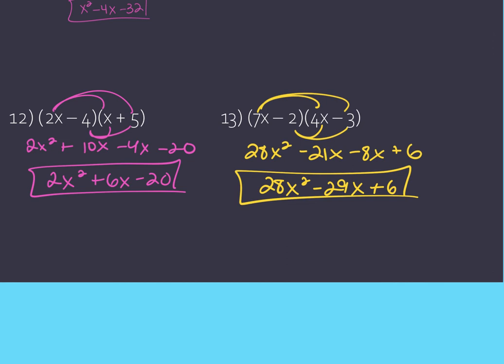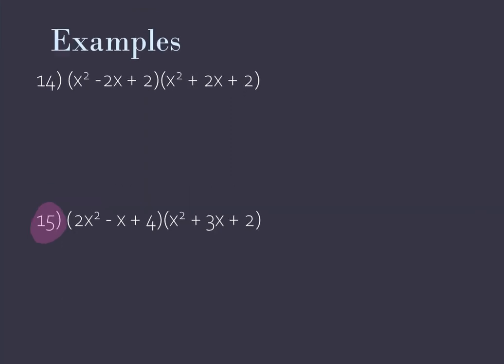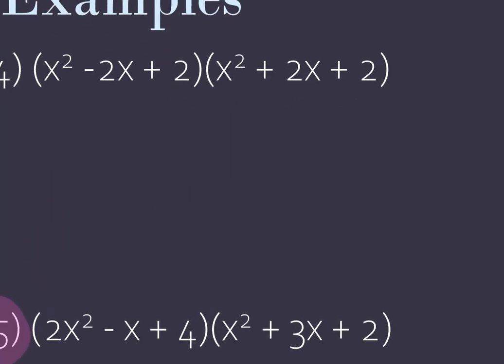All right, we're going to do 14, but we're going to save 15 for Monday. These are two trinomials, so we can't use the acronym FOIL, but you're doing the same thing. You're distributing each term in the first to each term in the second.